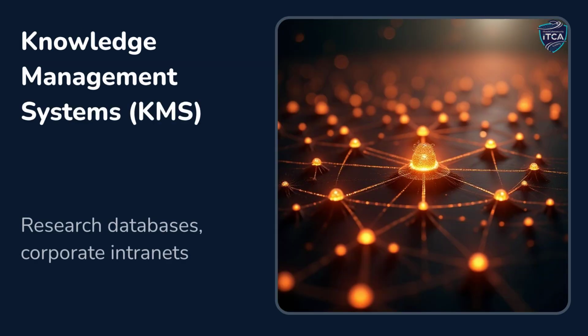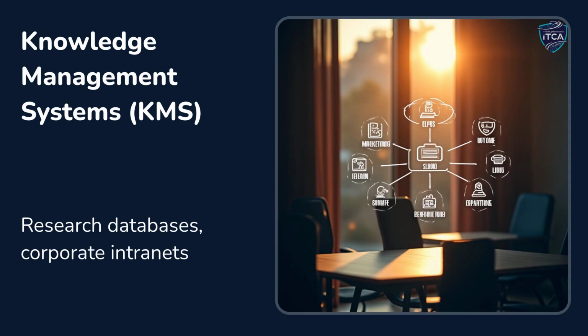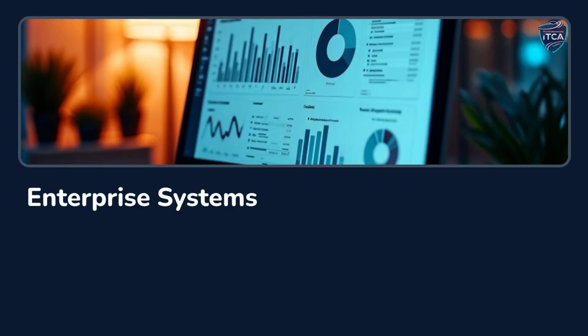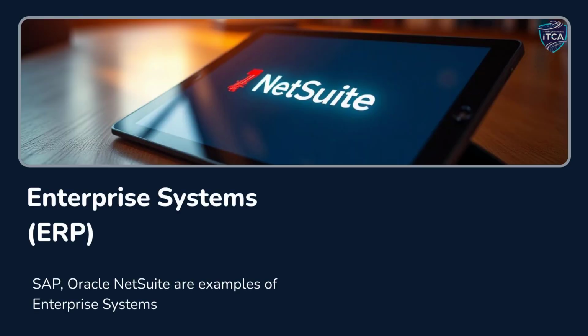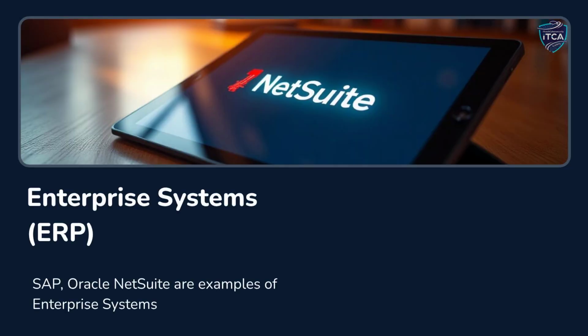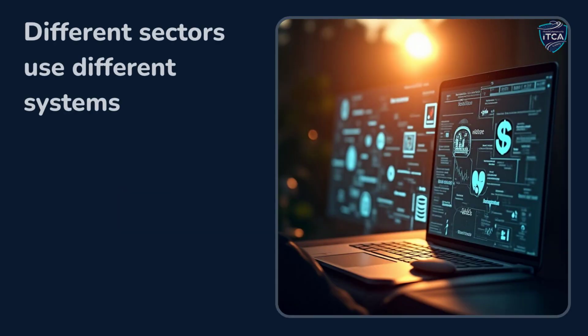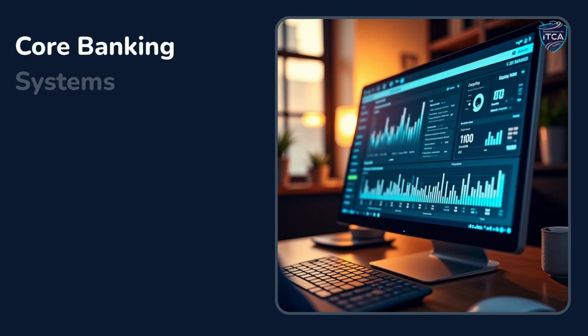Knowledge Management Systems, KMS, capture and share knowledge. Example: research databases, corporate intranets. Enterprise Systems, ERP, integrate all major business functions in one platform. Example: SAP, Oracle NetSuite. Different sectors use different systems. Banking: core banking systems, TPS, MIS.